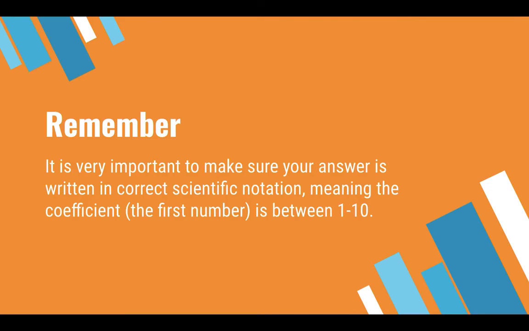All right, so remember, it's very important to make sure your answer is written in the correct scientific notation, meaning the coefficient, which is the first number, is between 1 and 10. So we have some practice problems for you to try. Why don't you pause the video and try this. 4.99 times 10 to the 7th plus 3.02 times 10 to the 7th.